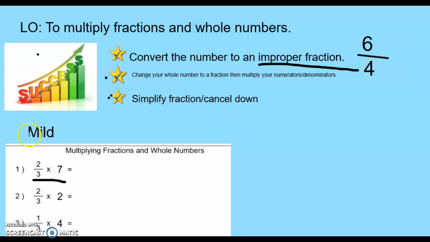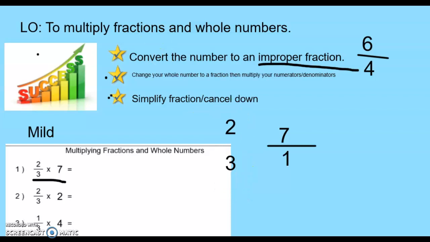To convert, first of all, we need to convert 7 into a fraction. Now we know 7 wholes as a fraction would be 7 over 1, because the denominator tells us how many parts there are to the whole. If there's 1 part to the whole and we have 7 parts, that's 7 wholes. So we need to work out the answer to 2/3 multiplied by 7 wholes.